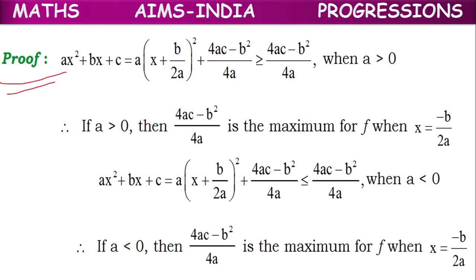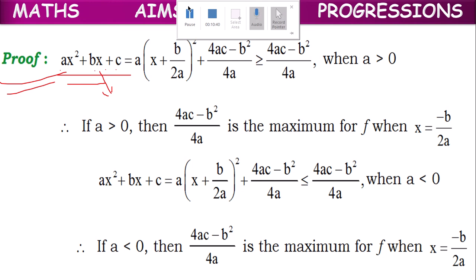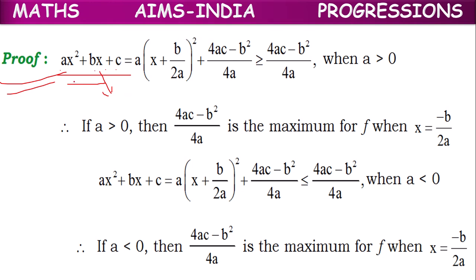So if we check the proof for this, we have ax square plus bx plus c. This is the quadratic function equation. So here this quadratic equation can be written like this. If we expand and solve this, this value will be equal to ax square plus bx plus c.